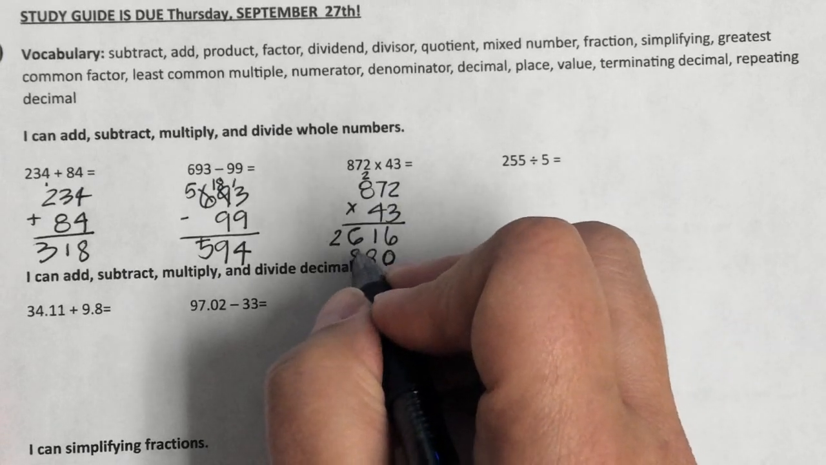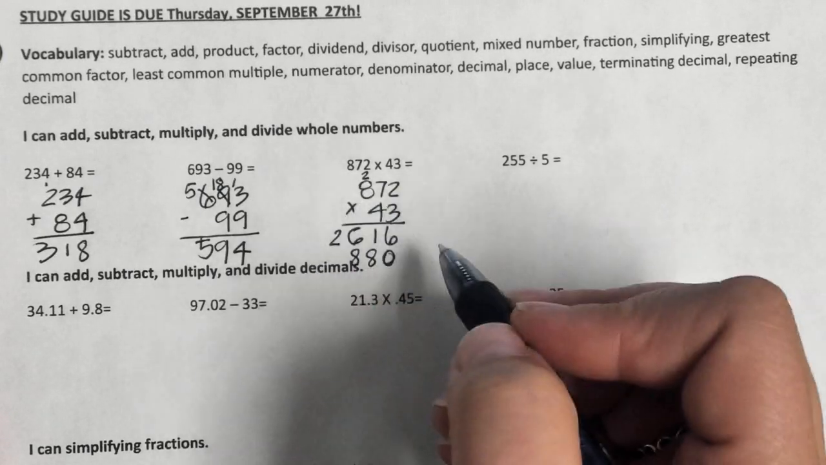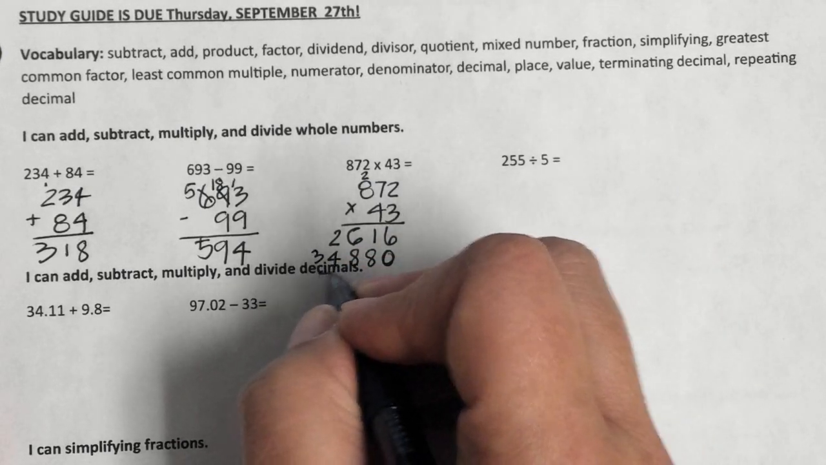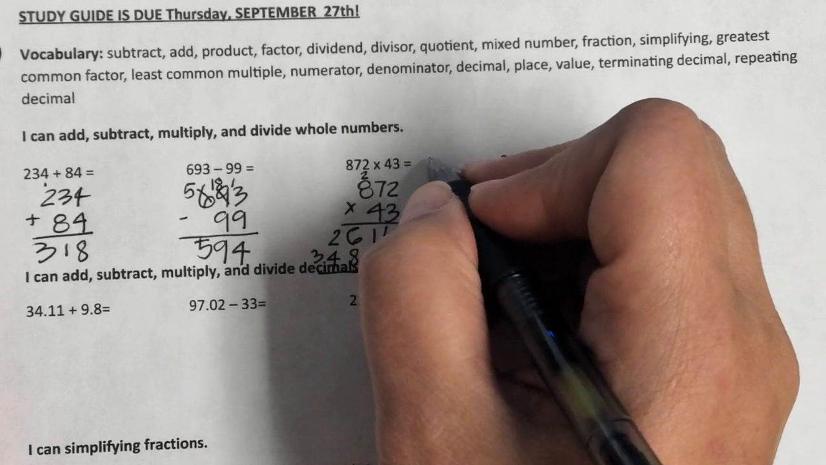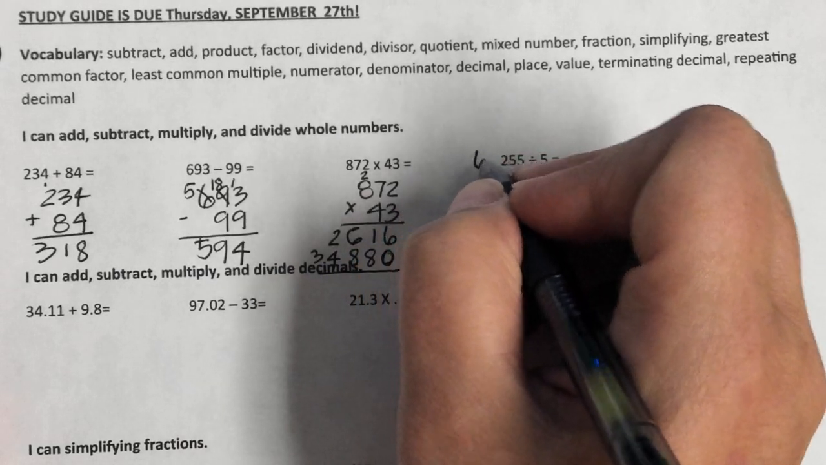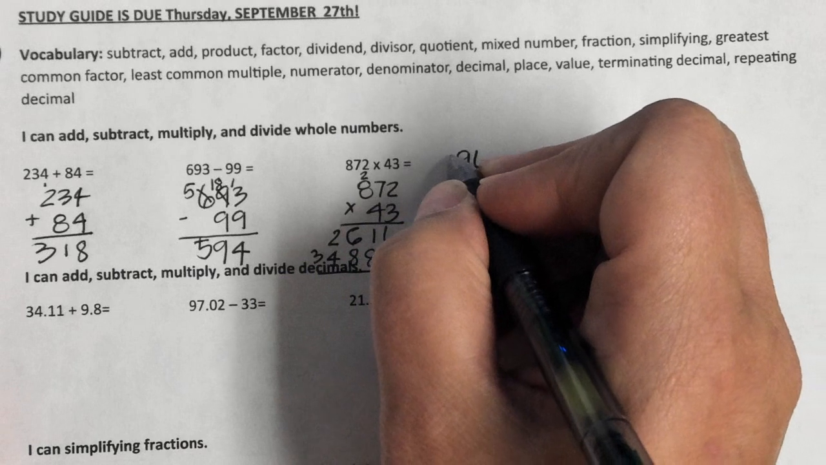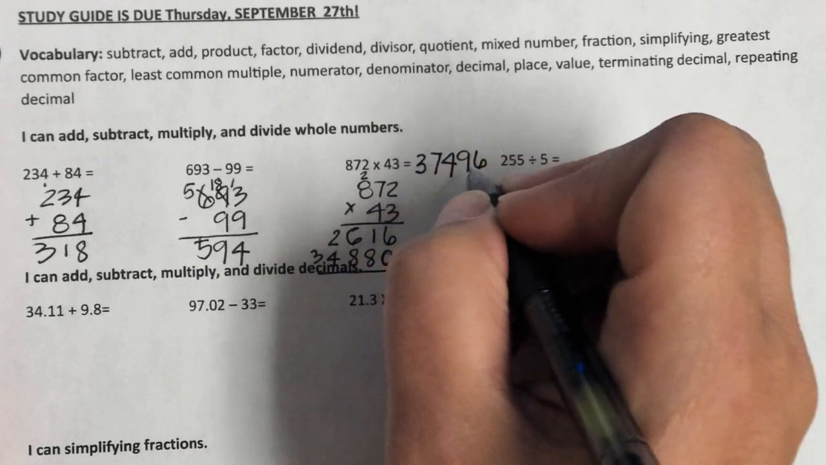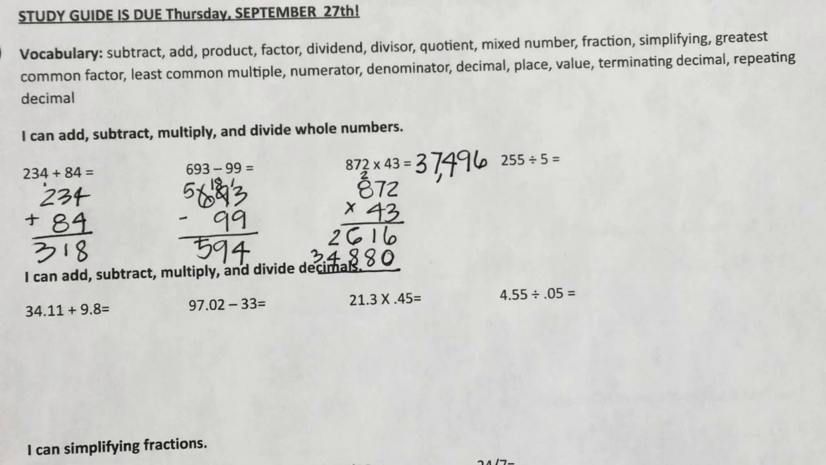4 times 2 is 8. 4 times 7 is 28. Carry the 2. 4 times 8 is 32, plus 2 would give me 34. I'm running out of room down here, so I'm going to write my answer up here. That would give me 6 in the ones place, a 9, 4, 7, and 3, so 37,496.